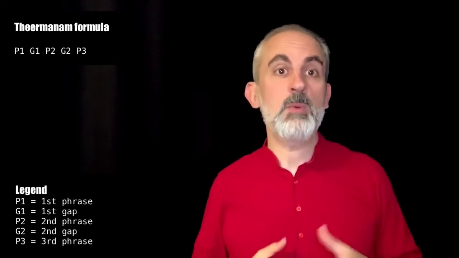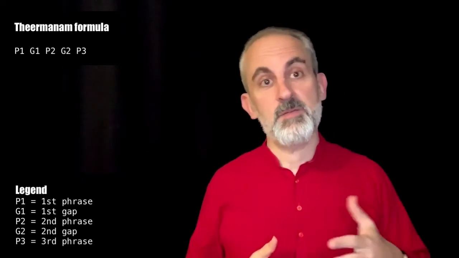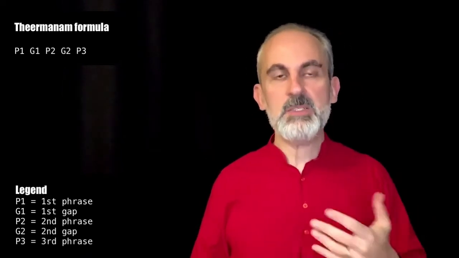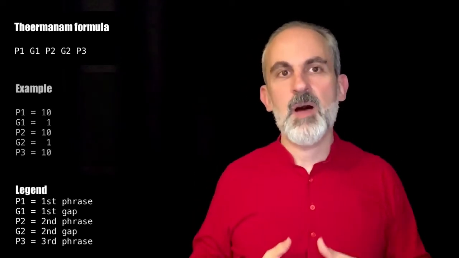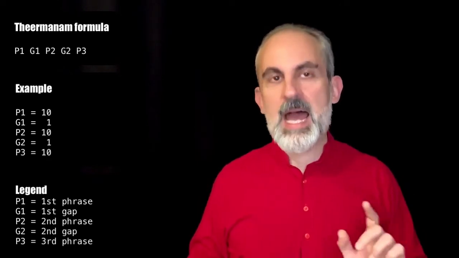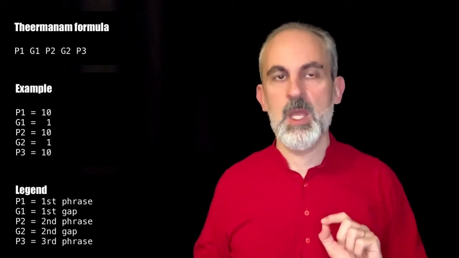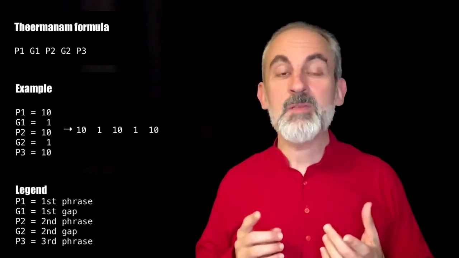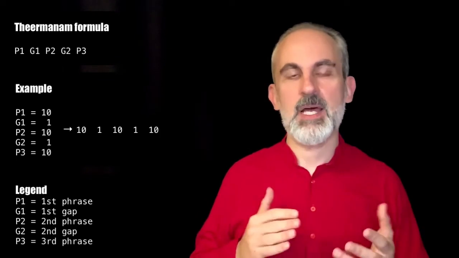Meaning, of course, that P1 represents the first phrase in a theermanam, G1 is the first gap, P2 the second phrase, G2 the second gap, and P3 the third and last phrase. For example, let's assign the value of 10 to P1, P2, and P3, and let's assign the value of 1 to G1 and G2. We could then write our theermanam like so.